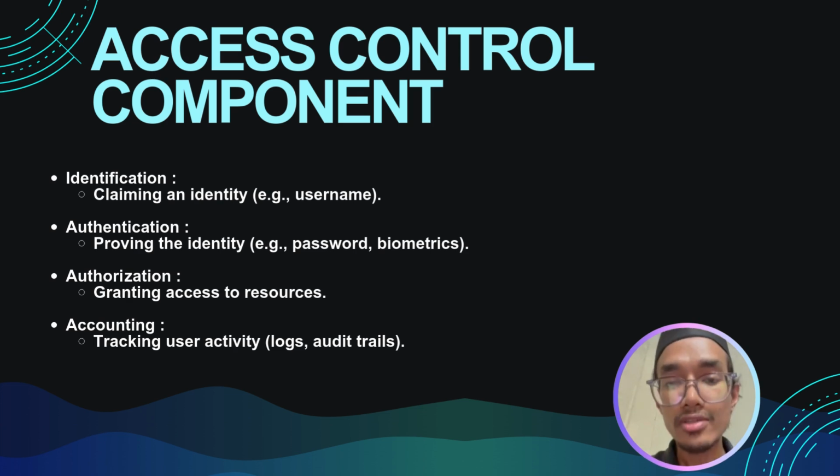For authorization, after the system verifies the user's identity, the system will check which resources they are allowed to access and which they are not. So that's authorization. The other component is accounting, or we could say auditing. This involves tracking user activity like logins or file access to ensure security and monitor for any suspicious behavior.